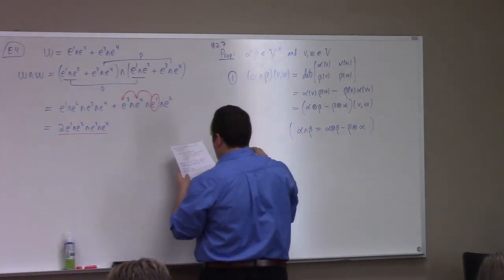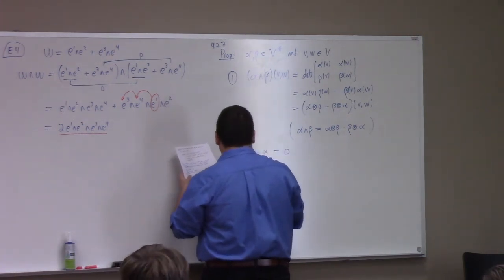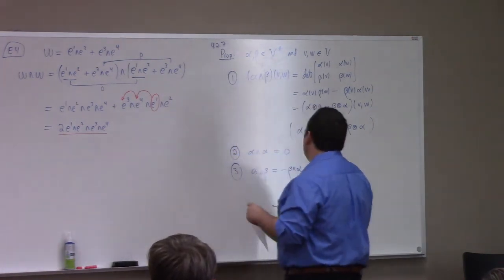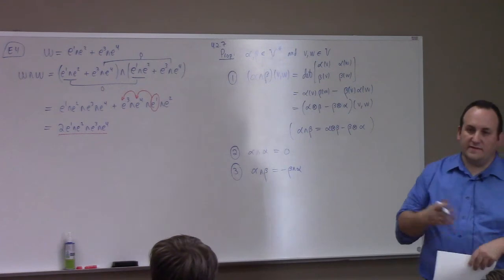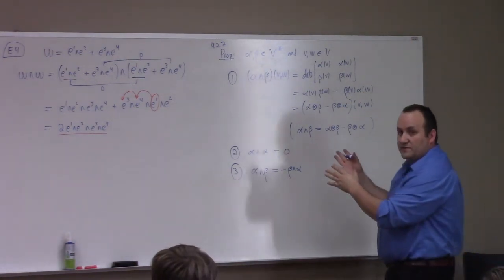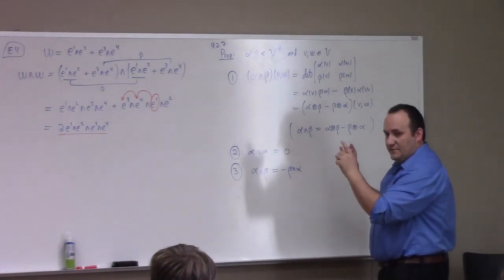Number 2, alpha wedge alpha is 0. Number 3, alpha wedge beta is equal to minus beta wedge alpha. These things have not been said before today. You notice what I said before was that the wedge product of a dual basis with itself was 0, and that they were antisymmetric. Now I'm making the comment for arbitrary covectors, so it's not the same as what we said earlier.